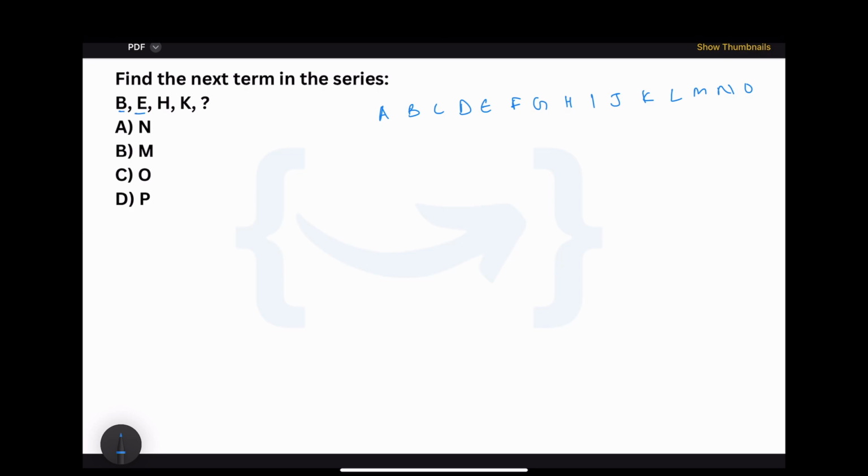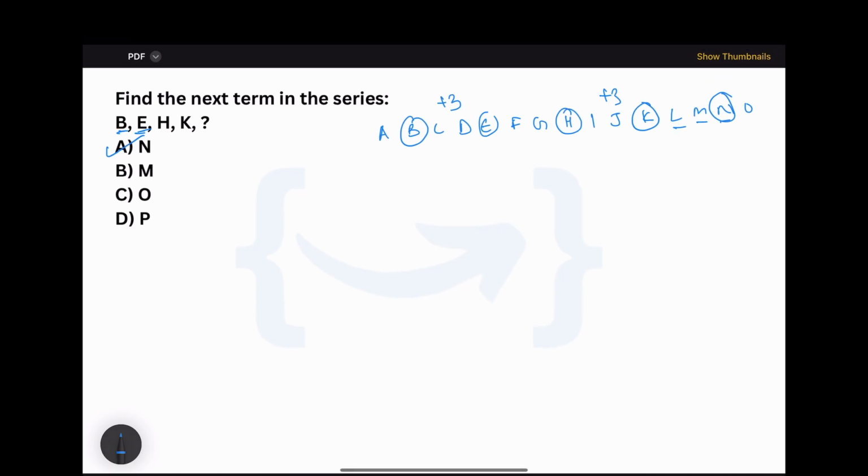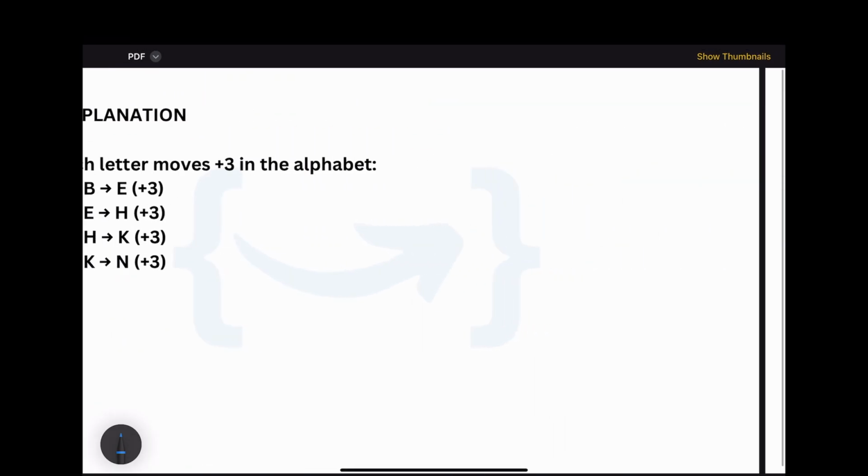Clear? Till now we can do B to E, which means plus 3, H to K, which means plus 3. So 1, 2, 3, N. N would be the right option. Without wasting time, I don't think this question requires any further explanation. Clear? It only took 1 minute to solve.